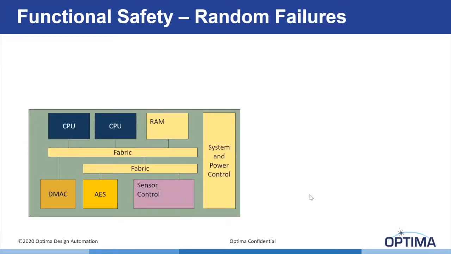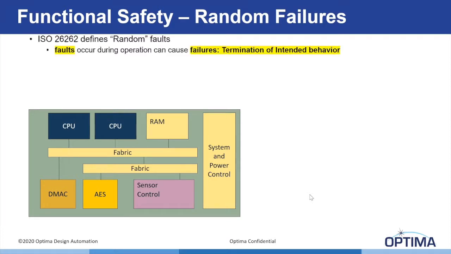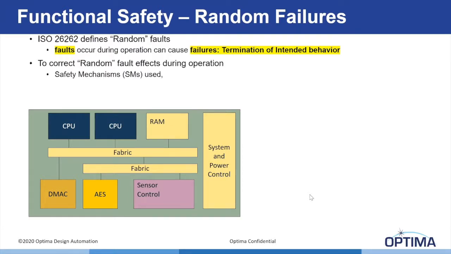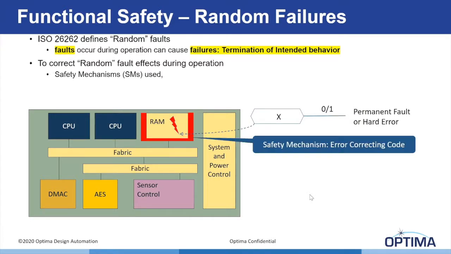Functional safety issues. ISO 26262 defines random faults. Faults that occur during operation can cause failures, termination of intended behavior. To correct random fault effects during operation, you need to use safety mechanisms. Let's consider the ECU depicted here. There is a fault in RAM which can make a bit permanently 0 or 1, which is called a permanent fault or hard error. So how do you get away with this? You can have a safety mechanism of error correcting code.